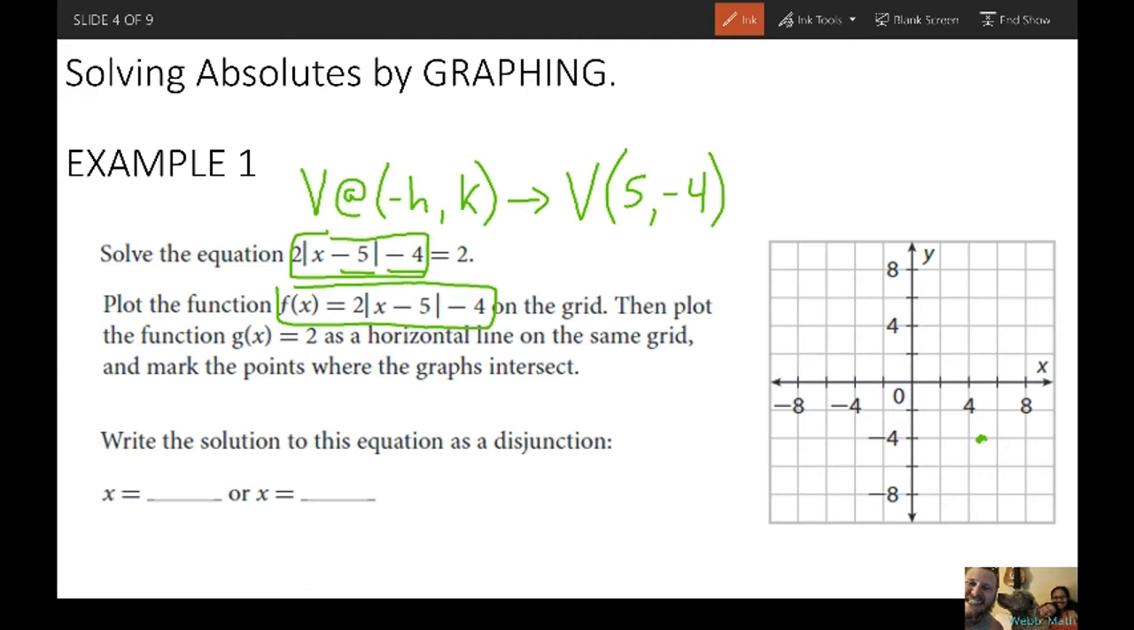So let's look at our a value, our parameter. It looks like we're going through a vertical stretch. So instead of going up 1 over 1, we're going to go up 2 over 1, repeating that pattern. And to the left for our other ray, up 2 over 1, again following that pattern. And I'll try to cautiously draw my rays.